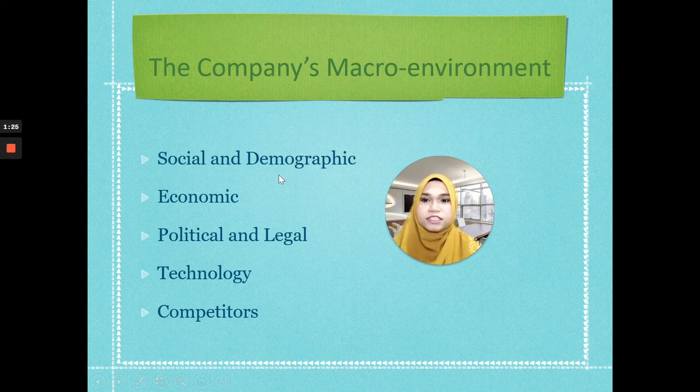Alright, so how do I remember this? Basically, I will put it into PEST, P-E-S-T and C. Okay, the PEST C. That is how I normally remember the 5 macro environment factors of marketing. P, political and legal. E, economic. S is social and demographic. T is technology. And lastly, C is the competitor.